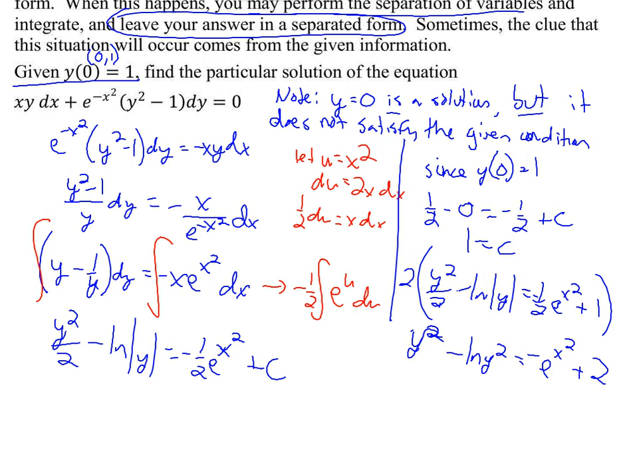And finally, let me slide this down a little bit so I can get some more room. This isn't quite the answer yet. We want all of the variables on one side and the constant on the other side. So it's going to be y squared minus the natural log of y squared plus e to the x squared is equal to 2. There's your answer.